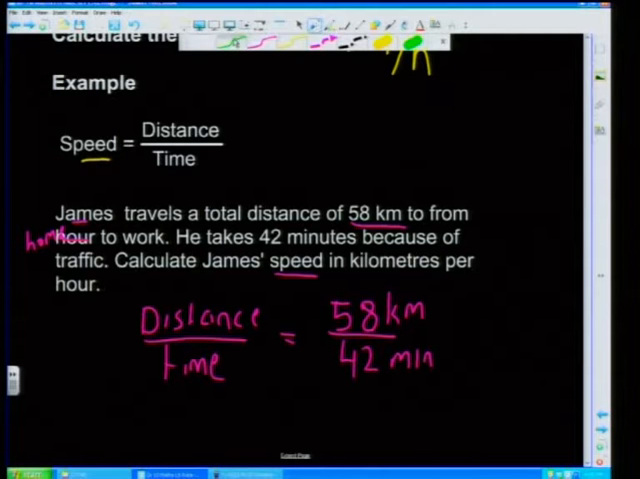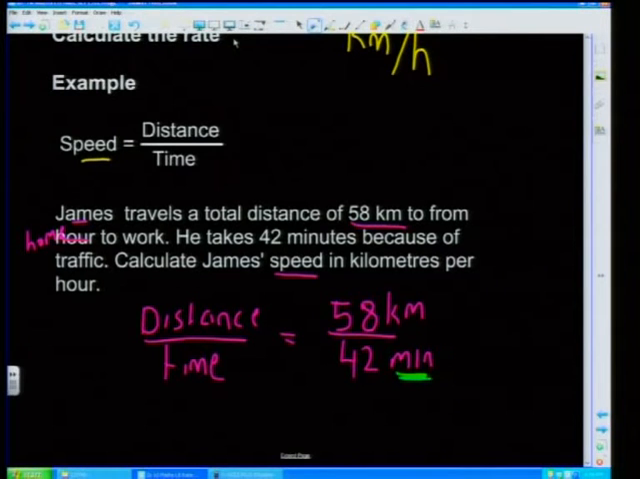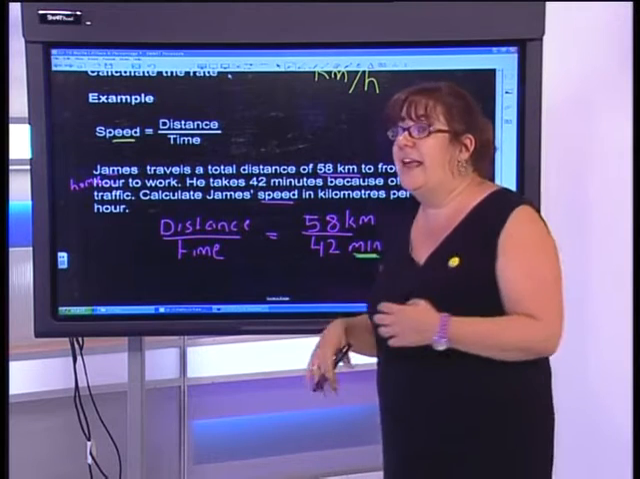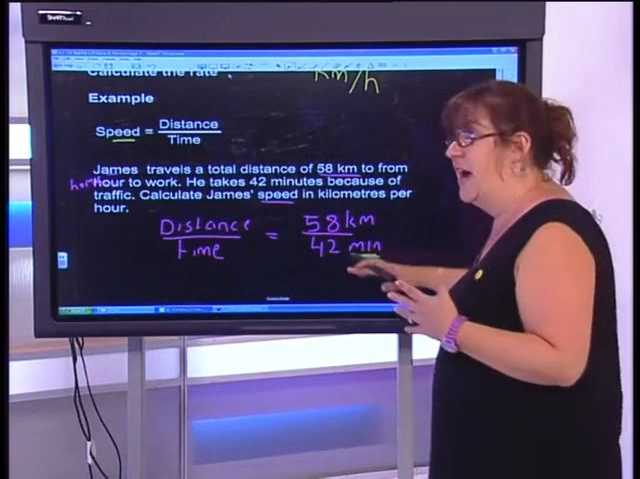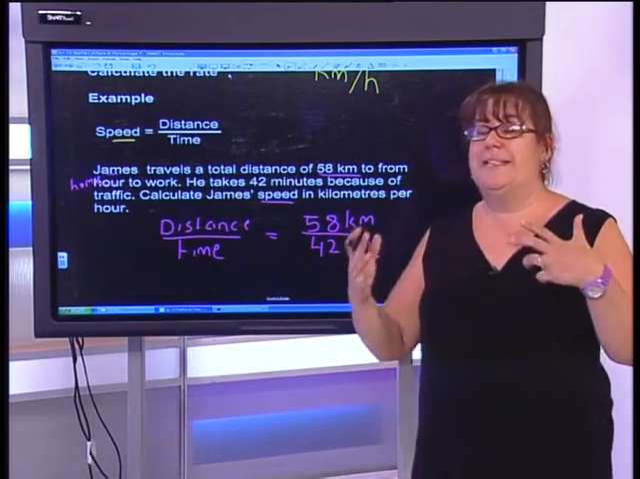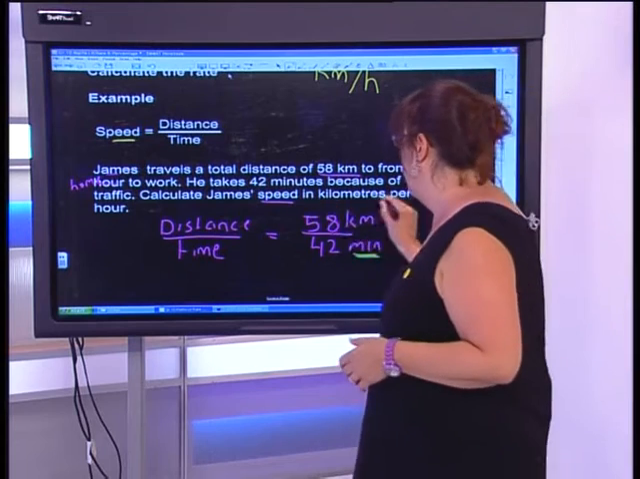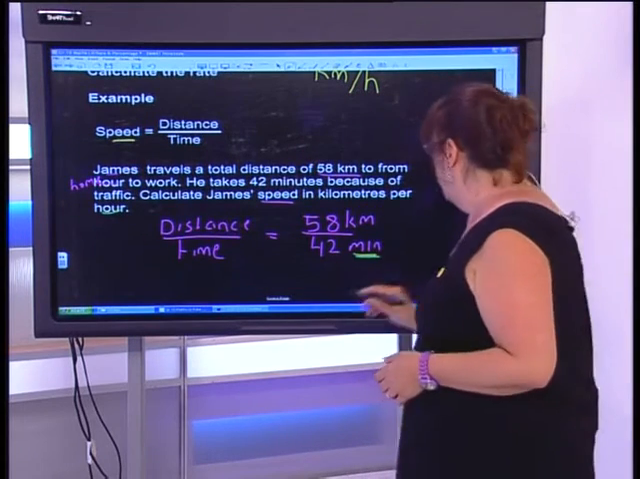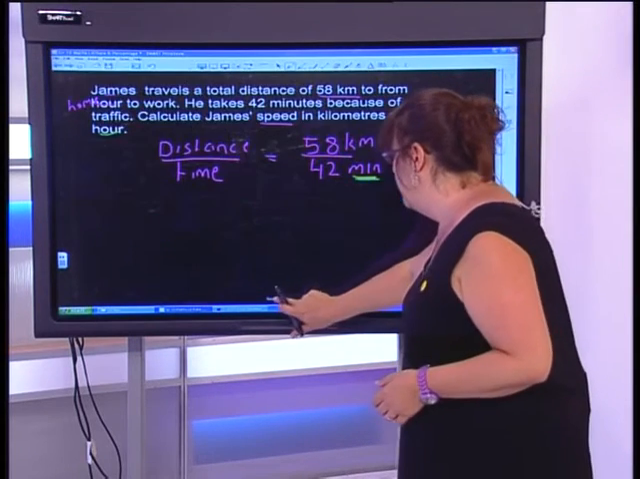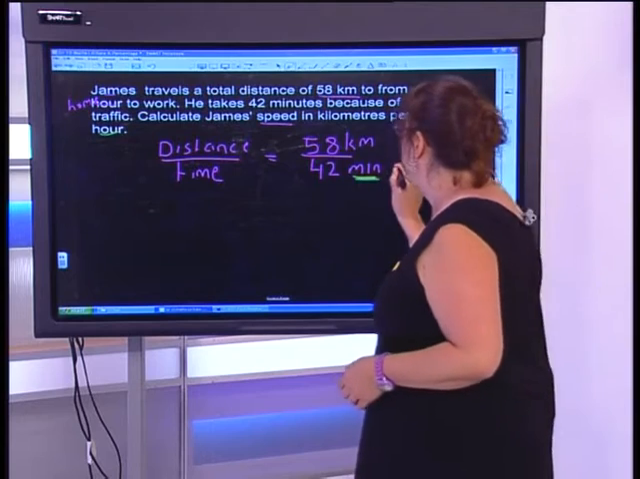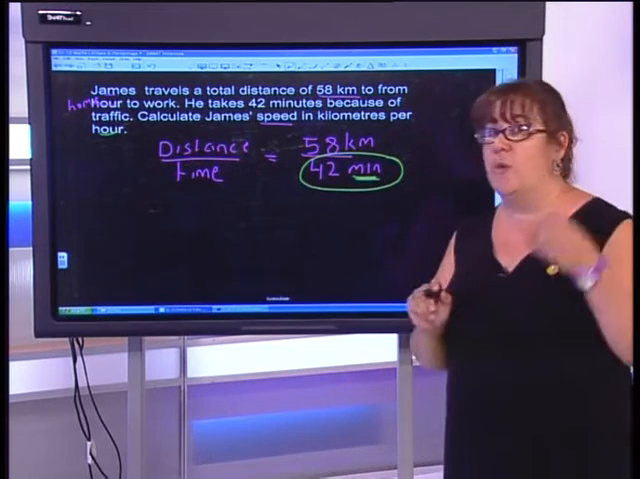So let me get another color to show you the problem. That is my problem. You're going to get the answer in minutes if I just divide those, and then I'm going to get how many kilometers he travels in a minute. But that's not what they're asking me. They want kilometers per hour. So what do I have to do to this? Let's find a little bit more space here. I need to change this into hours.